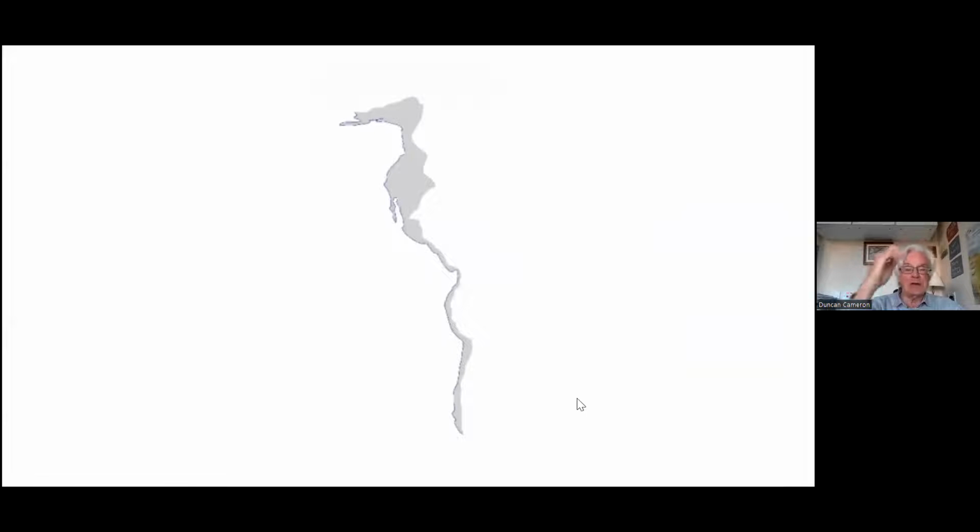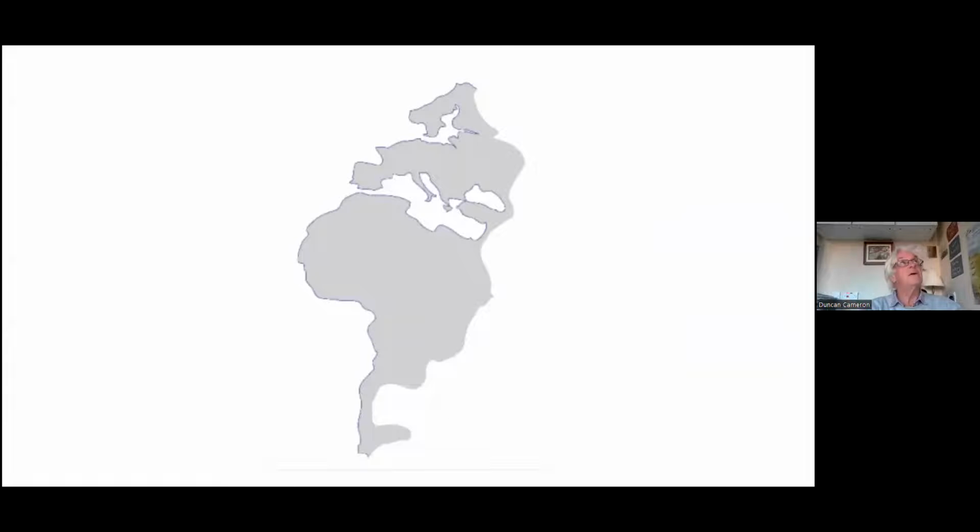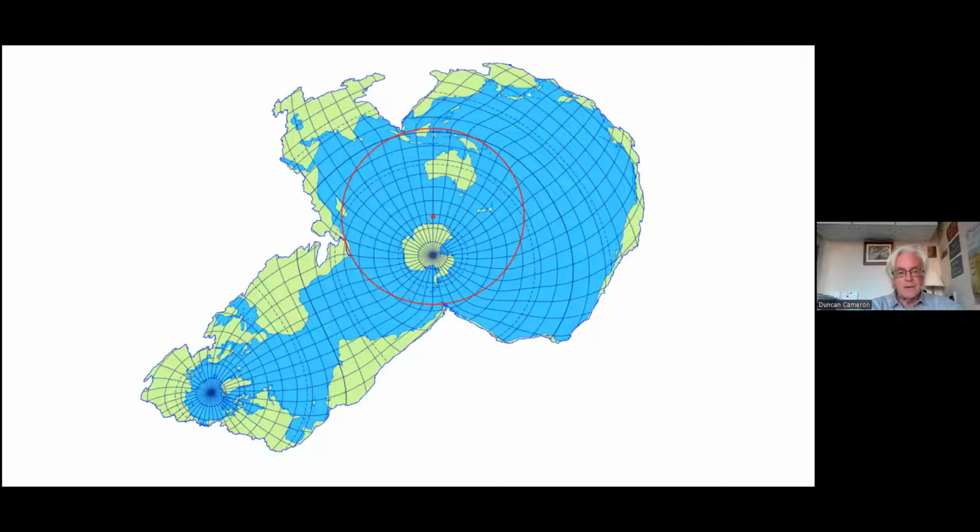Can you go on again to the next one? Yep, okay. And the next one. So this is another version of the map showing the world ocean surrounded by its watersheds. And another one.